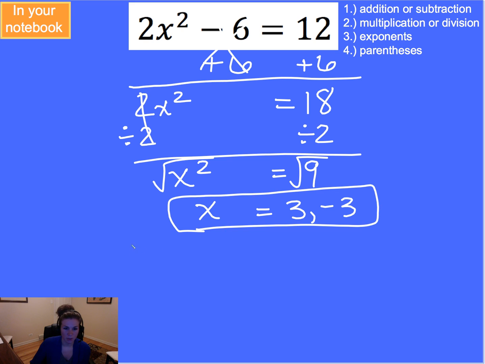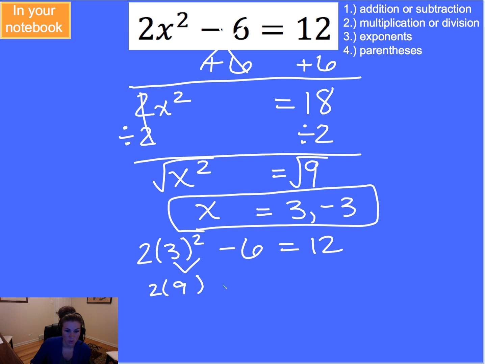And to check my work here then, instead of x I'll place the 3 in there, 2x squared minus 6, and I want to see if that equals 12. Again, you've got to be careful here. I have multiplication, exponents, and subtraction. I'm solving the problem, so I need to follow the order of operations. So 3 squared is 9. So I'll bring down the 2.